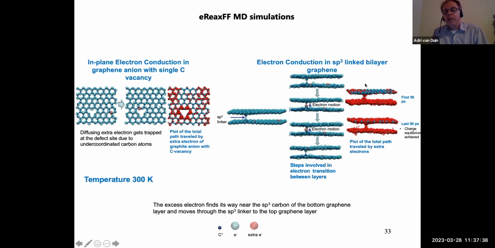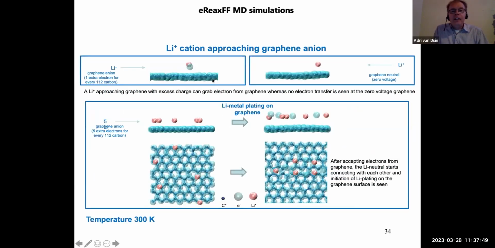So now that we have these sp3 linkers, even though they have a lower electron conductivity than in plane, still they help the electrons move between the planes. So with that, we can indeed begin to simulate real electron transfer at interfaces. And we can also look at, for example, transition between lithium plus to lithium metals.